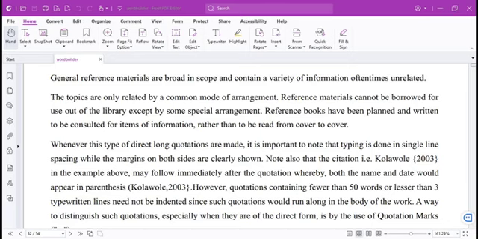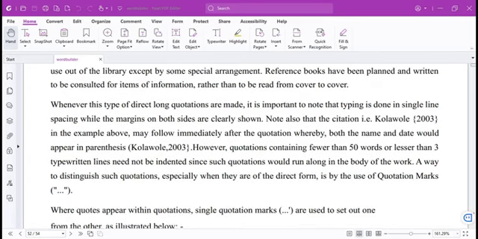Note also that the citation, that is Kolawole 2003 in the example above, may follow immediately after the quotation, whereby both the name and date appear in parentheses. So you can see the difference between this Kolawole 2003 and then Kolawole, 2003, all in parentheses. However, quotations containing fewer than 50 words and less than 3 typed reading lines need not be indented, since such quotations would run along in the body of the work.